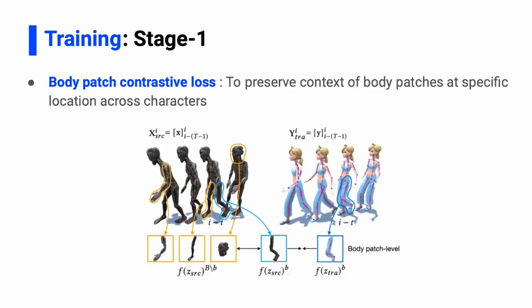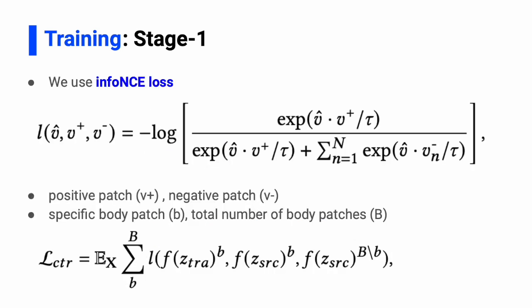Lastly, the authors defined body patch contrastive loss to preserve context of body patches at specific location across characters. For example, the context of a princess leg at frame i-t should be closer to that of input zombie leg at frame i-t than the other body patches of the same input. To define this contrastive loss, we use InfoNCE loss, which is as follows. This tau is just the temperature parameter, and each v plus and v minus is positive patch and negative patch.